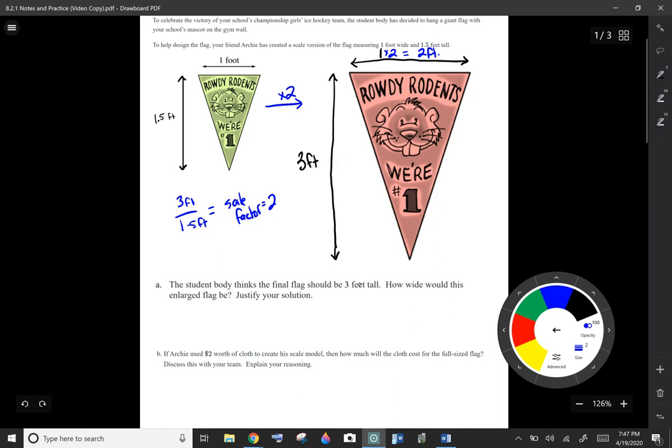Again, we're taking notes on this, so I'll have some more after this. But since we know that 3 feet over 1.5 feet needs to be the same as our new width, x, over 1, we can cross multiply here, and we get 3 equals 1.5x. When you divide by 1.5 and divide by 1.5, we get that x is equal to 2 feet wide. So that's the answer to our first part.